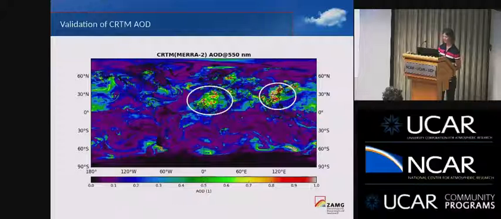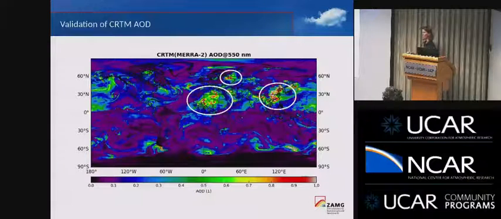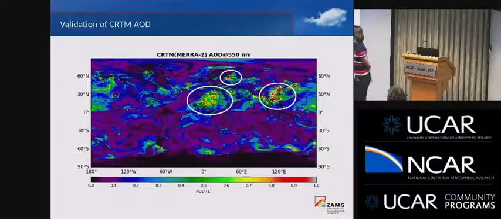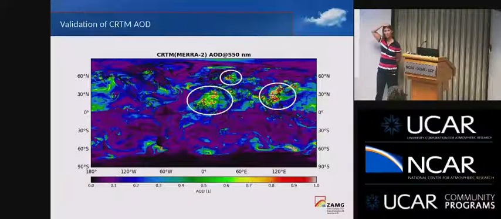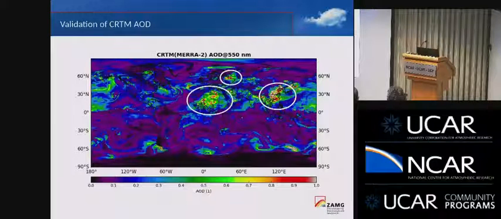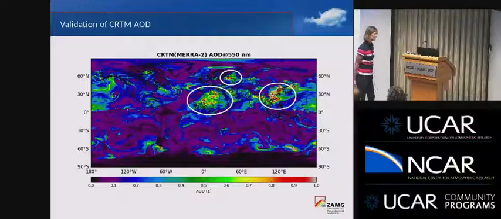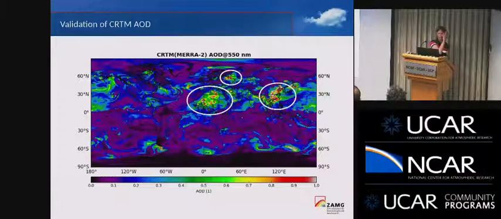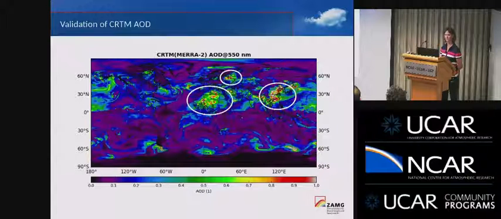And what I think is really nice, you see a very small spot of high AOD values here in Europe. And this might be related to the volcanic eruption. And you also see high values over the oceans, here, here, and here, for example, and these high AOD values are related to sea salt. So this is what you get if you use MERA input data and use the CRTM to calculate AOD.